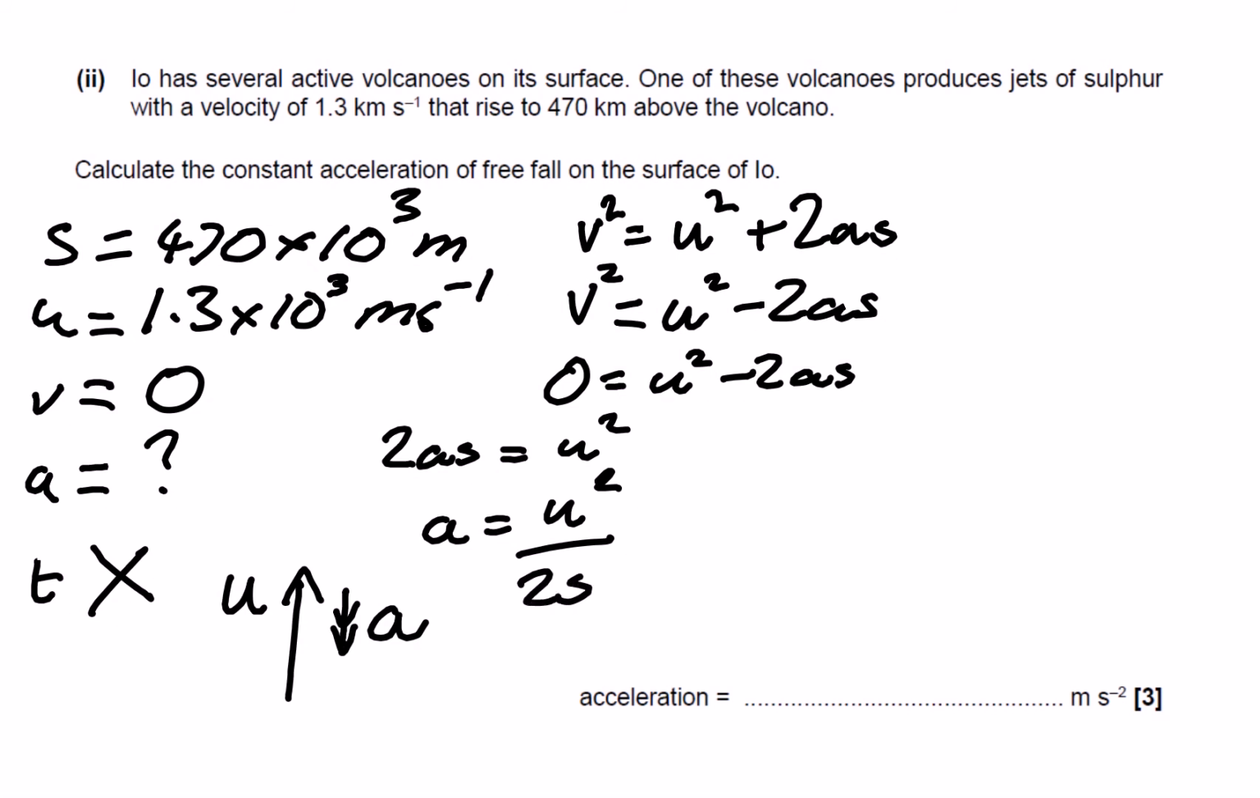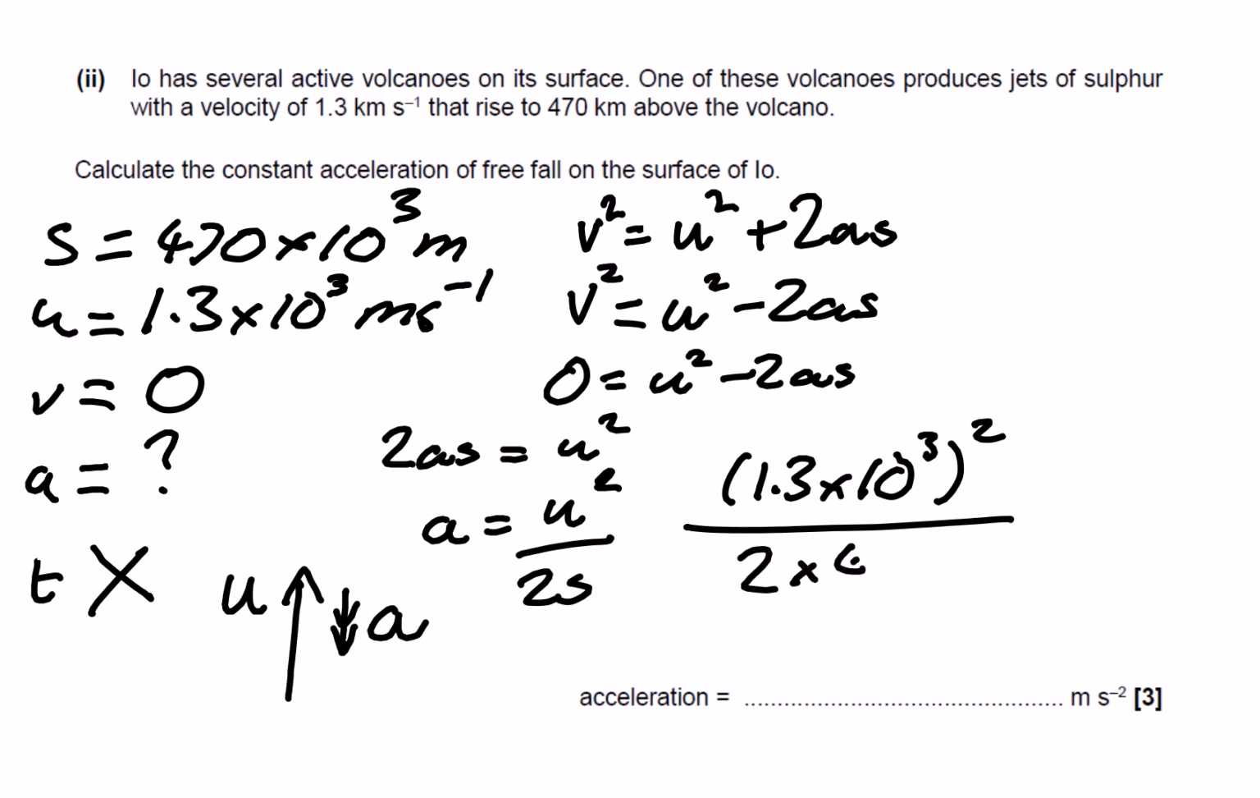Now once we've manipulated this into the form where we've got the acceleration as what we want, we can substitute our values in. U is 1.3 times 10 to the 3 meters per second, and we have to square that. If we divide that by 2 times the displacement, which is 470 times 10 to the 3, and put those numbers into your calculator, you should come out with an answer of 1.8 meters per second squared.